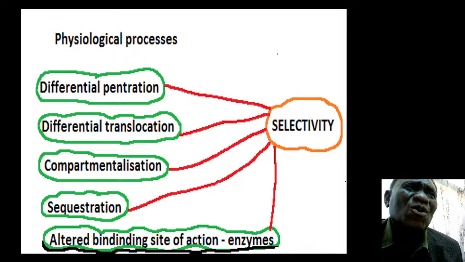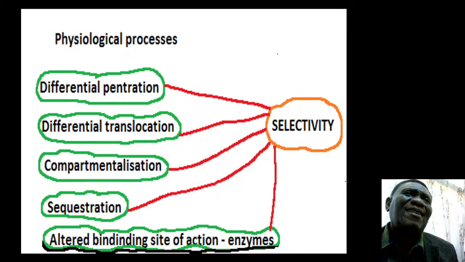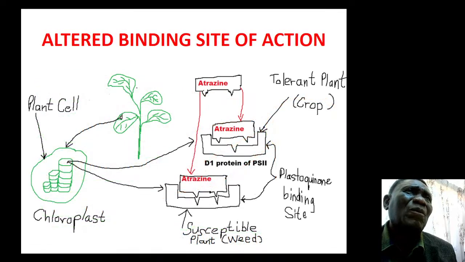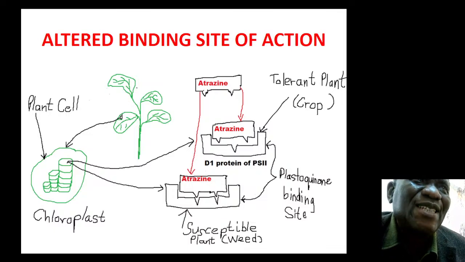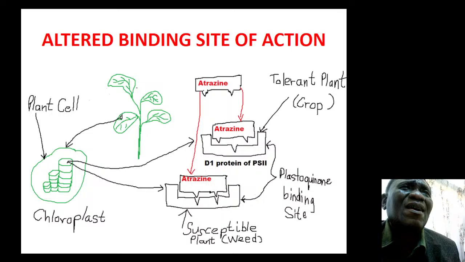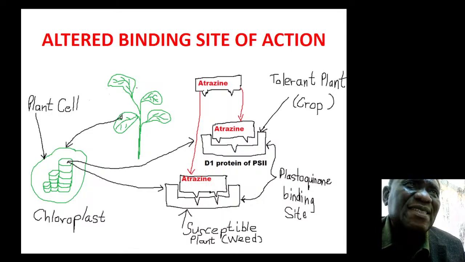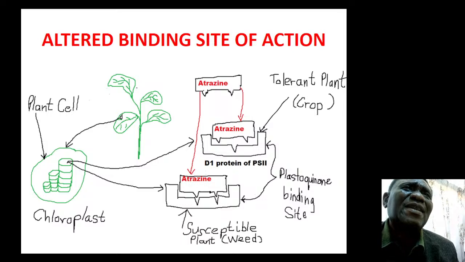Then we also have the altered binding site of action on the enzymes. The altered binding site of action, which I have tried to illustrate: if atrazine cannot fit at the D1 protein, the plant will survive. You have a tolerant plant. If it fits nicely at the plastoquinone binding site, you have susceptible plants.